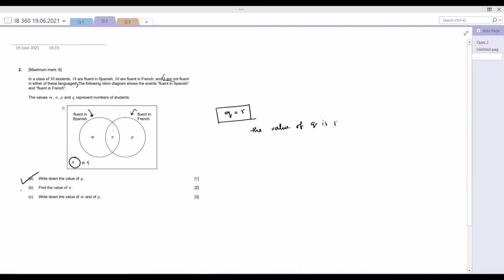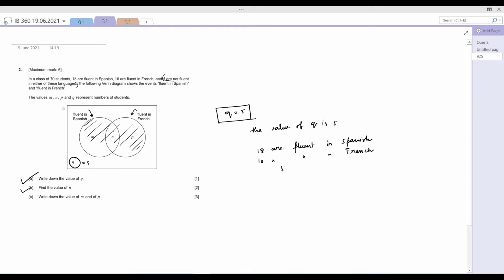Now find the value of n. How will you calculate the value of n? It is very simple. If we add these two circles, 18 are fluent in Spanish, then 10 are fluent in French.